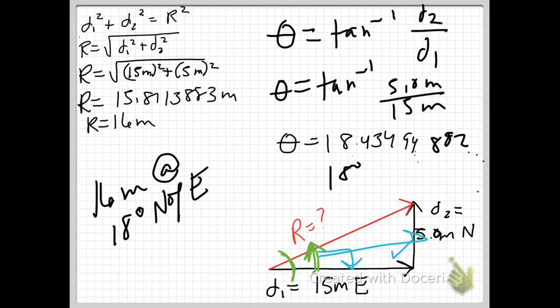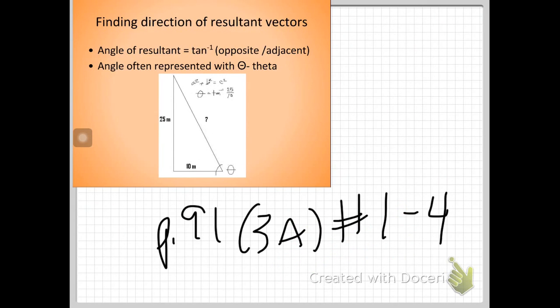A quick word about compass. Well, we'll do that tomorrow. I'll assign the section review problems. You can get started on those. We're going to have a FIP quiz tomorrow on graphical vector construction. Okay, so assigned is page 91, the 3A problems, numbers 1 through 4.